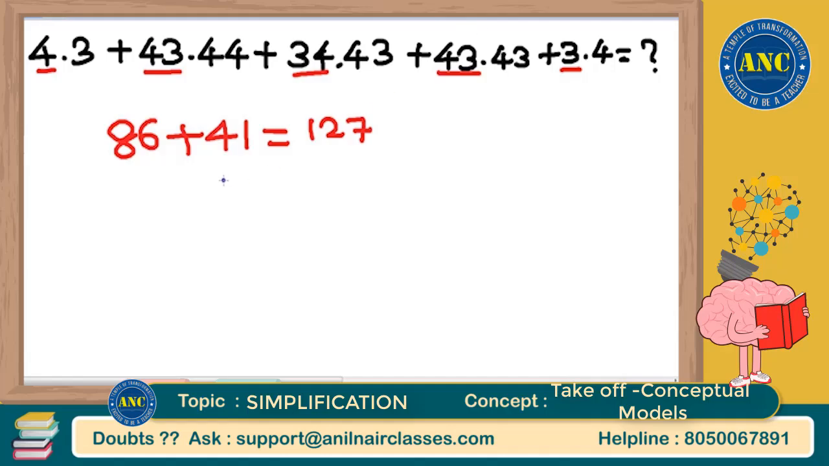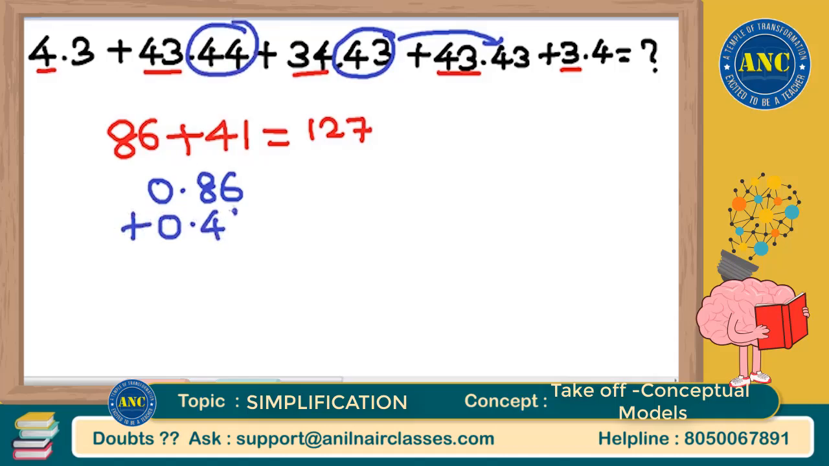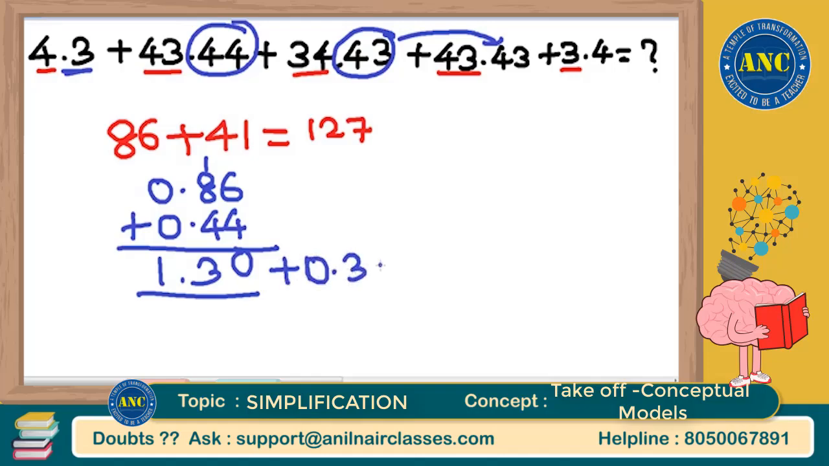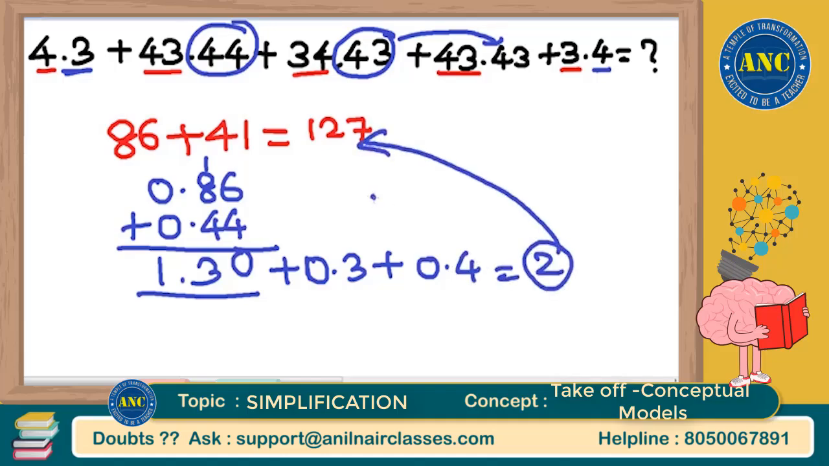Add the decimal parts as quickly as possible. 0.43 plus 0.43 is nothing but 0.86. For this 0.86, 0.44 is there to make it a slightly fancy number at least, right? 0.86 if I add 0.04, okay, let me add it. It is 0.90, then 0.93, it is 1.3. Yes, it is 1.3 anyway. Now what else is left? 0.3 is left. It becomes 1.6 and then 0.4 is left. It becomes 2. For this 2 add 127. It is 129.